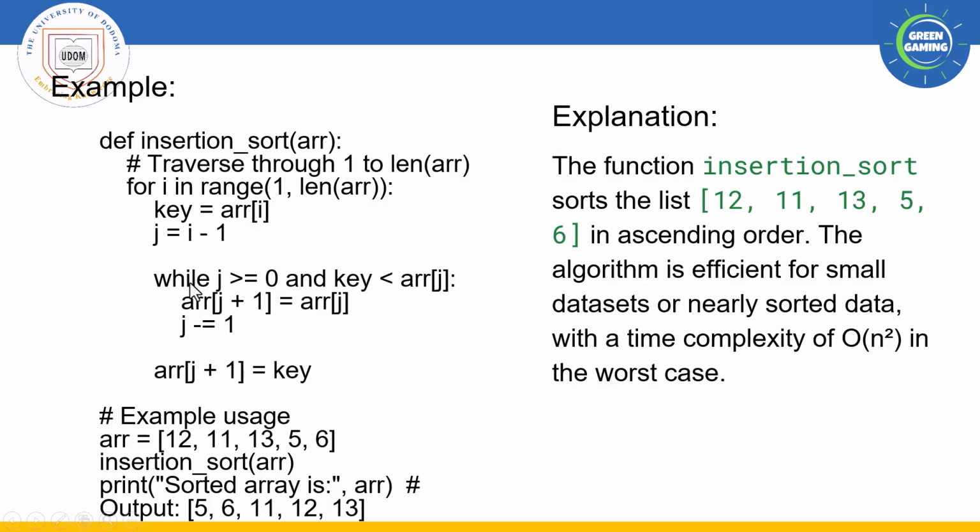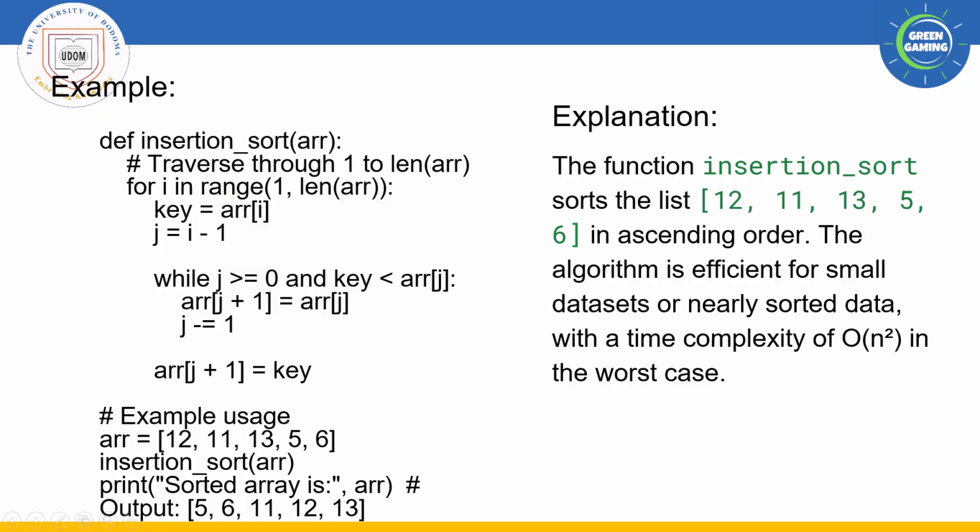This while loop checks if the element at index j is greater than the key element. If it is, then we move this element at j one position to the right, as array of j plus 1 is equal to array of j. We keep moving elements to the right until we find the correct position for the key. So when the condition key is less than array of j is false, then we stop and the key is inserted into its correct position.